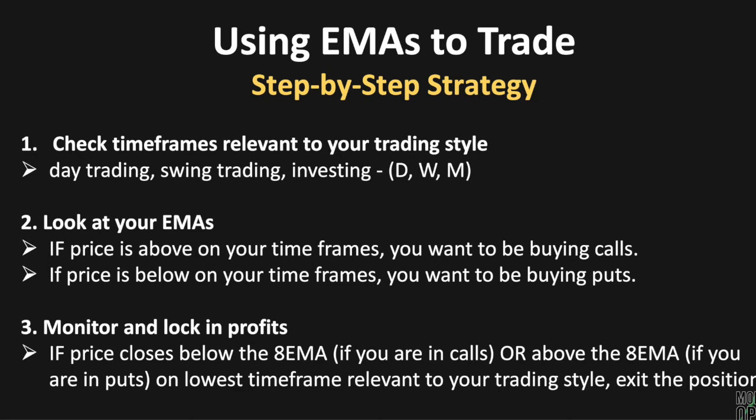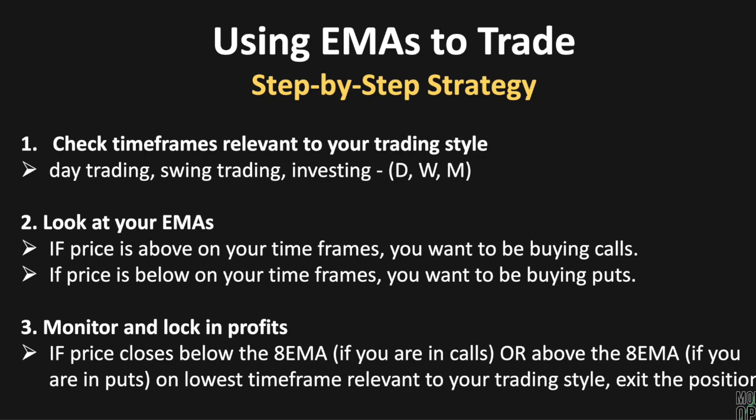So when you've identified the most relevant time frames to your trading style, and you have a general idea of what the even higher time frames are doing, you want to look at your EMAs and determine if price is above on all of your time frames. You want to be getting into calls because you expect that over time price will continue to rise. If you look at your EMAs and price is below on all of your time frames, you want to be buying puts because you expect that price will continue to fall.